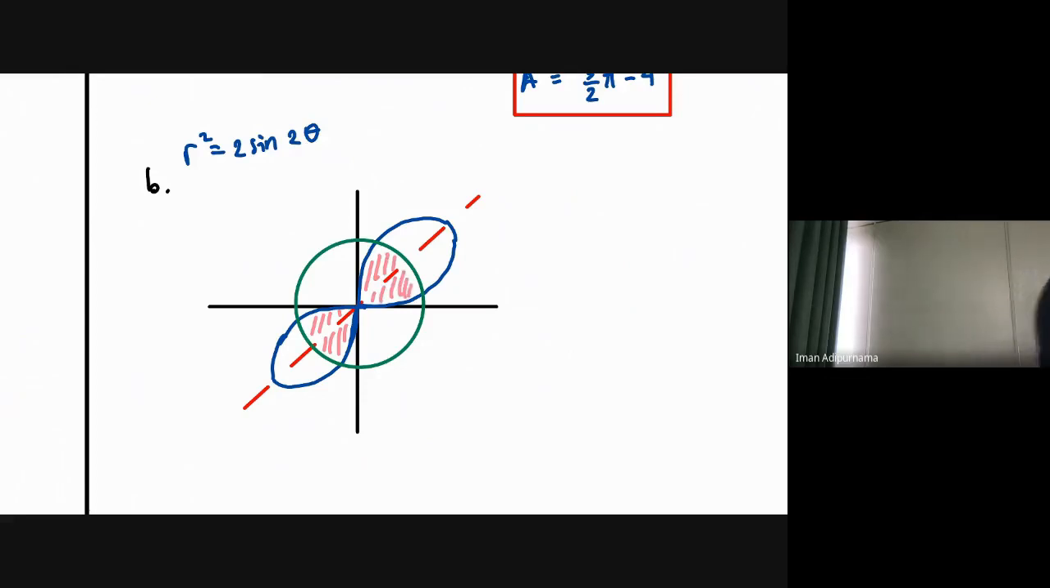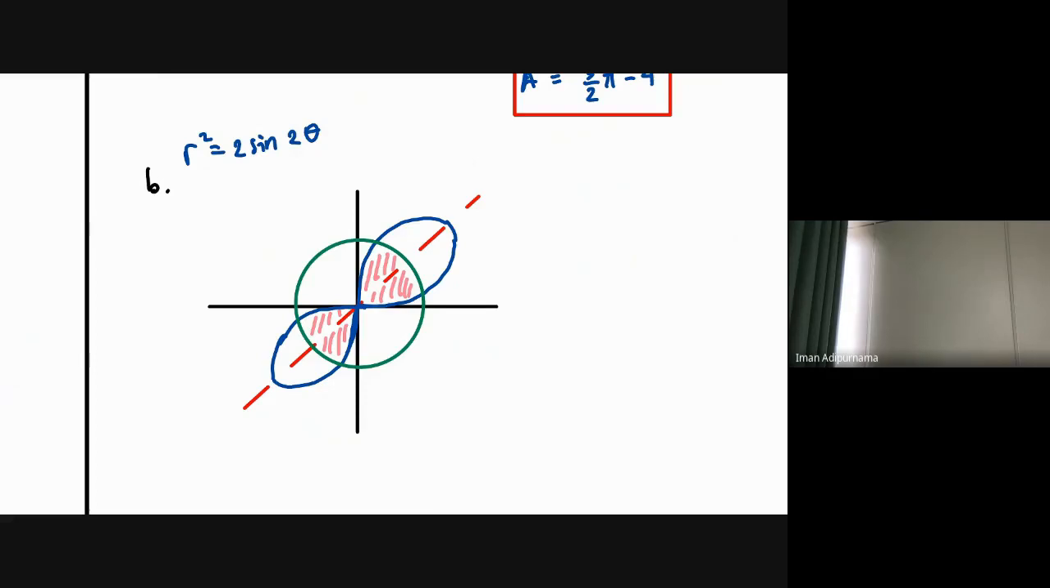And again, you can use the symmetry. To make your calculation simple, I'm suggesting to focus on the first quadrant. Always focus on this one, if you find the symmetry. And you can find from this intersection until this, and then multiply by 4. So first, after you draw, you find this symmetry.